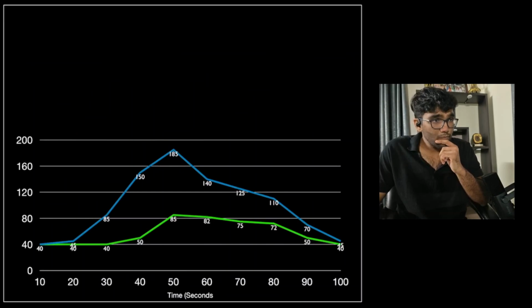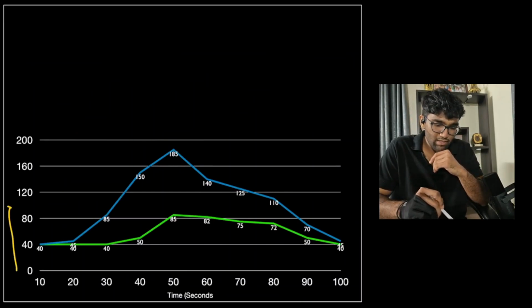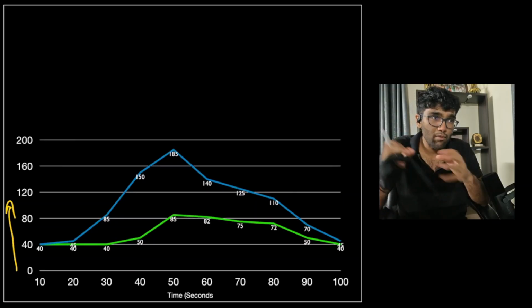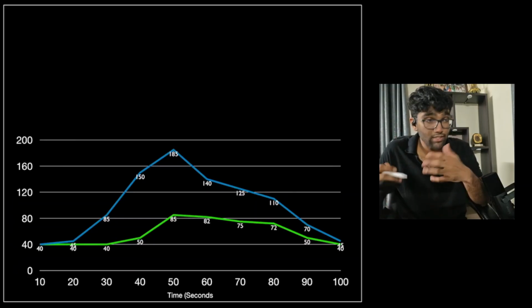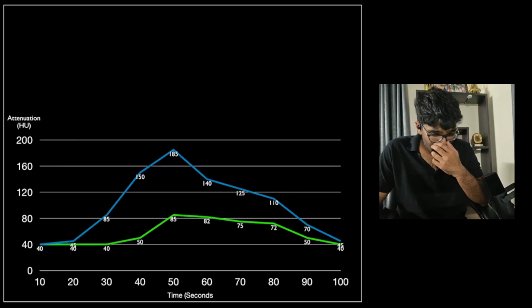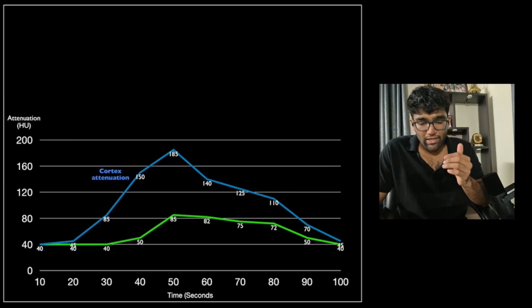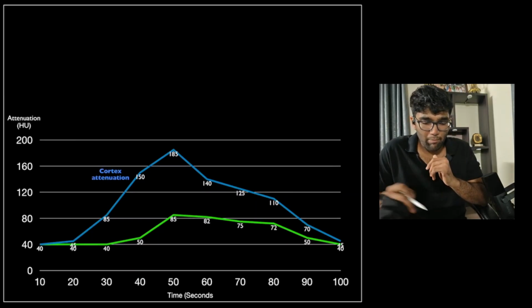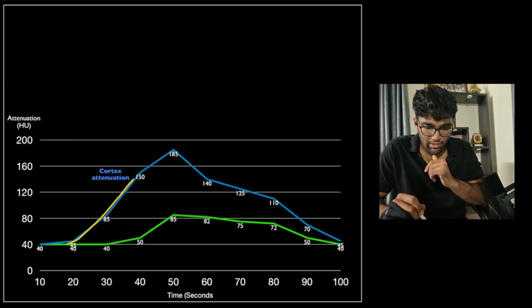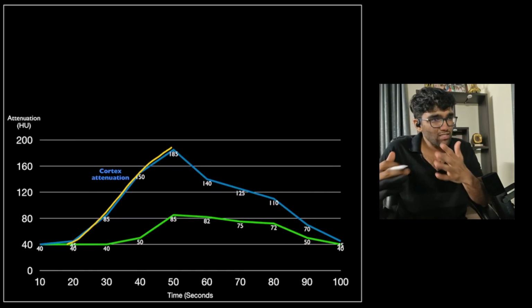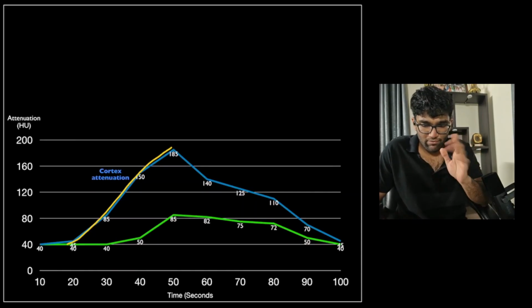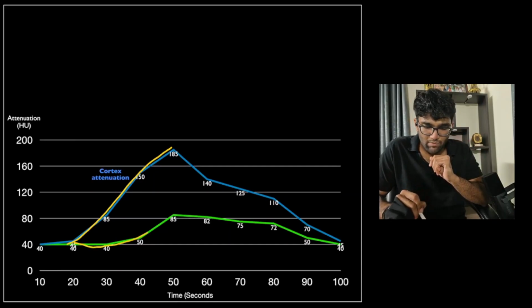Okay, so if you plot this against time, and the y-axis here is Hounsfield units, the amount of contrast or X-ray attenuation that the contrast is causing, what we find is that cortical attenuation initially increases rapidly. So it goes rapidly like this, reaching a maximum of around 185 HU, Hounsfield units, by between 40 to 60 seconds, whereas medullary contrast enhancement takes time.